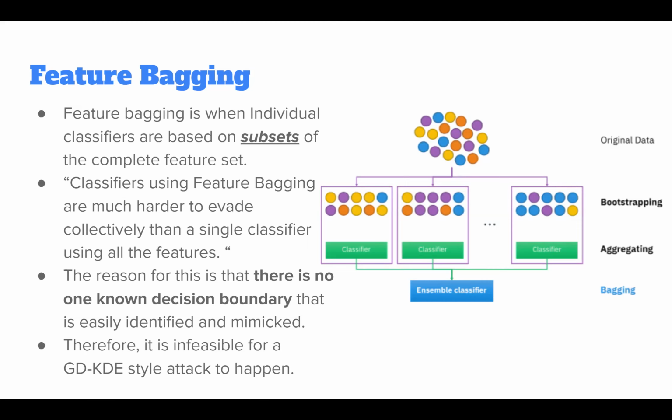And this diagram on the right shows how all your different features end up getting bagged and aggregated at the end to create a newer ensemble classifier that has better performance. So now we're going to talk about evaluation methodology.